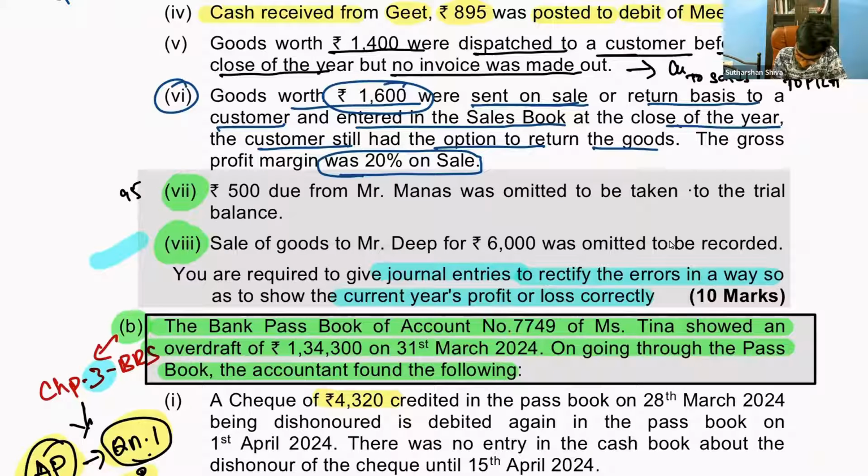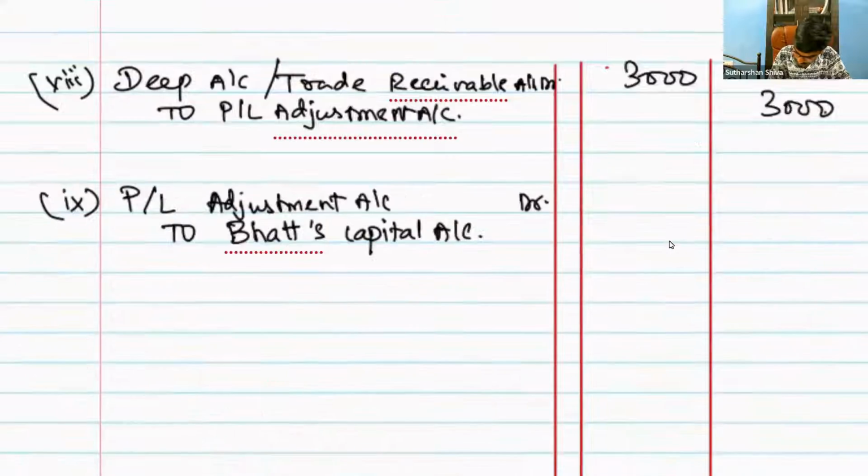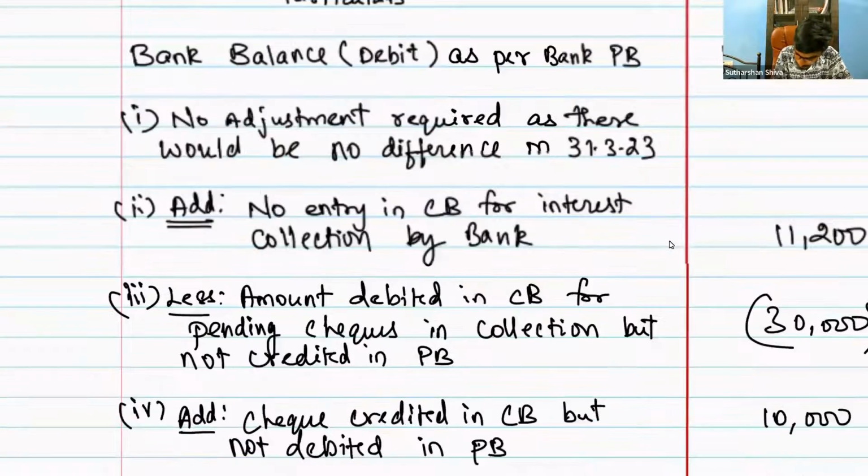So the entry will be like your sales to customer. The goods were sent on sale or return basis and entered in the sales book at the close of the year. That's what the entry will be. At the close of the year is the key point over here. So this entry has been passed at the end of the closing year. So what do you need to do? First entry, what will you pass? I will tell you. I will go for a working and then I will come back here.